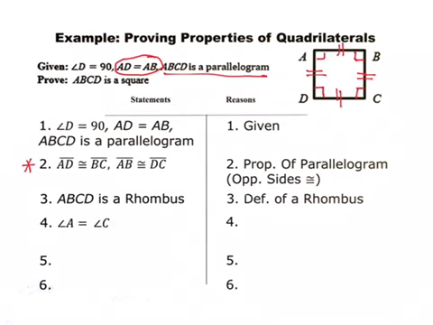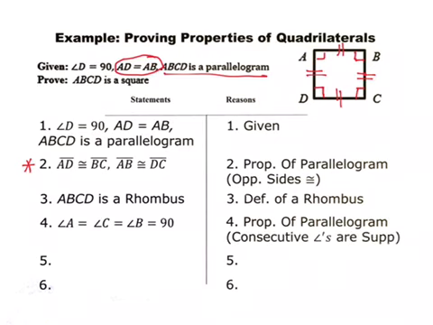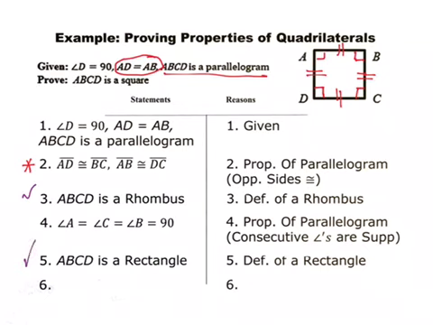So at this point, we're able to show that the other 3 angles are 90 degrees by properties of a parallelogram, where we have consecutive angles supplementary. We could also say opposite angles congruent in this case as well. At that point, we've got 4 right angles, so that means we have ABCD is also a rectangle by definition of rectangle. And then because it is both a rhombus and a rectangle, we can say that ABCD is a square by definition of square.